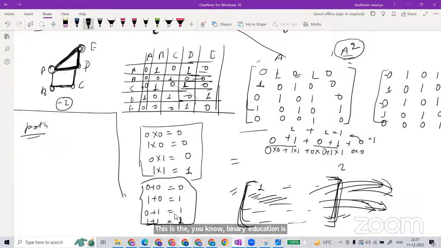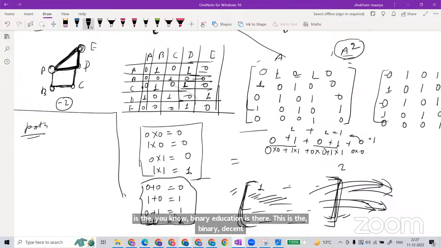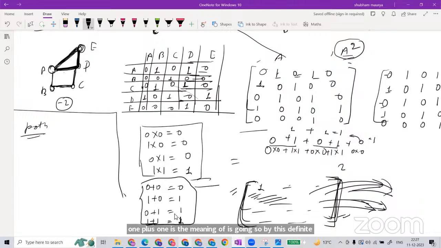So by this definition, you will do the matrix multiplication, not your own way where 1 plus 1 is going to be 2. In binary addition, 1 plus 1 is going to be 1. So by these two operations, you will do the matrix multiplication.